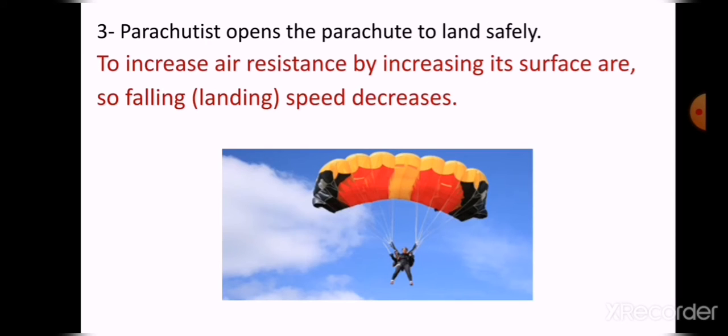Okay? Number three, the parachutes. Open the parachute to land safely. Why? When the parachute lands, it opens. Why? To increase the air resistance by increasing its surface area. Increase the surface area, so the air resistance increases, so the falling or landing speed decreases, so it lands safely.